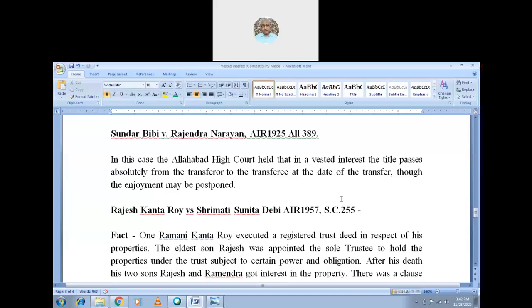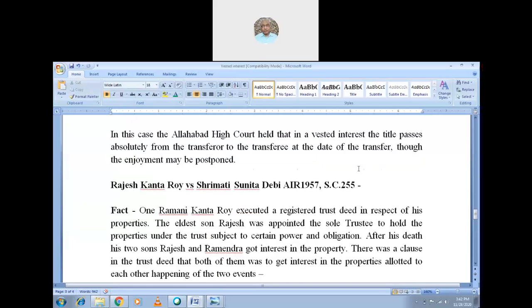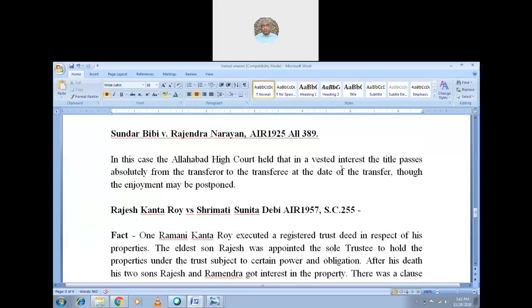Only the enjoyment is postponed to the future, till she attains the age of majority. Suppose more years are put over there, then such a transfer is void. Though the enjoyment and possession of the property may be postponed to a later part, the vested interest comes as soon as the deed is transferred and registered. From that date onwards, the vested interest starts. So it is heritable and transferable. That is decided in the Sundar BB versus Rajendra Narayana case law.